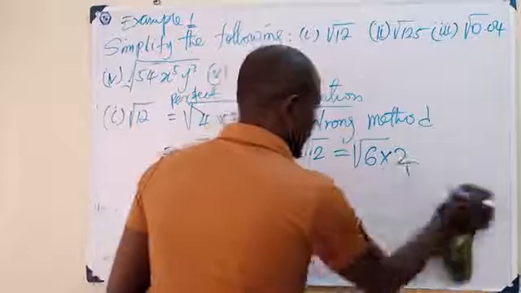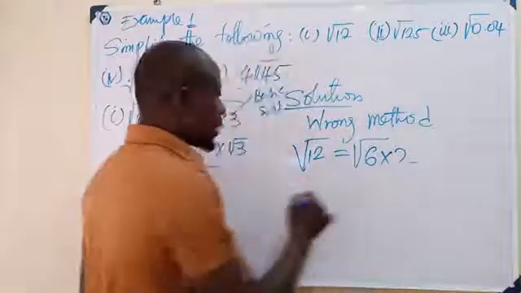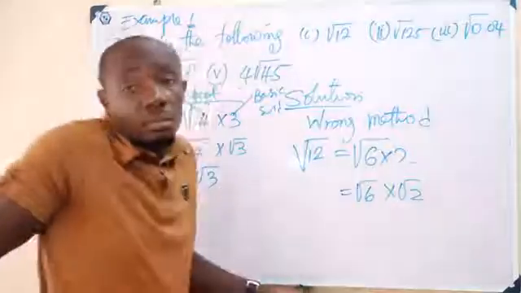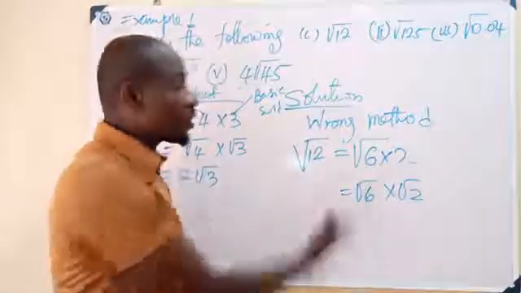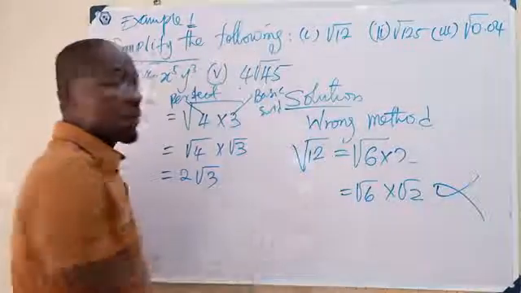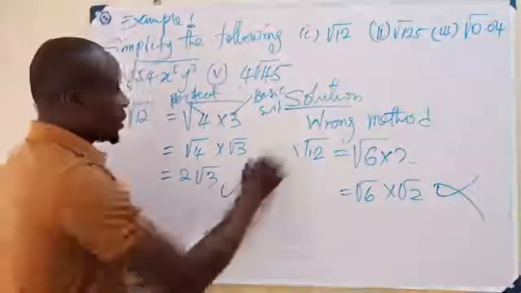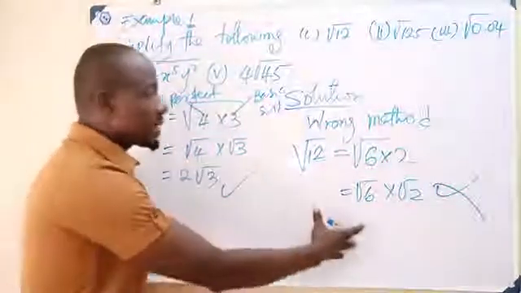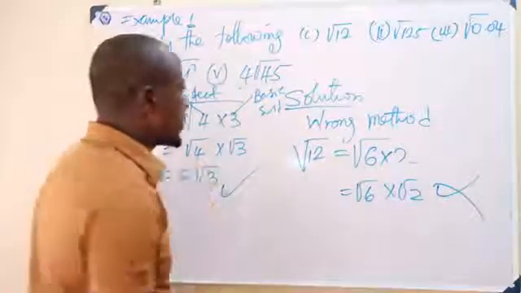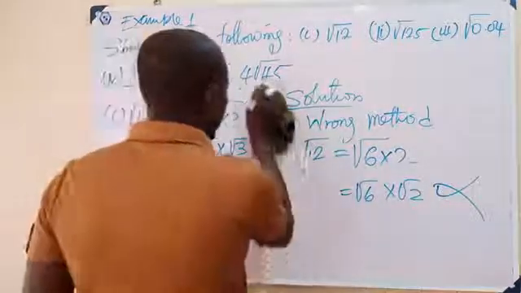So the highest you can do is root 6 times root 2. That is all. And you are stuck. So this is wrong. This is not how to simplify root 12. So this one is what? Correct. So know the difference now. So stick to the rule of what? One perfect square, one basic surd. So let's look at the next question.